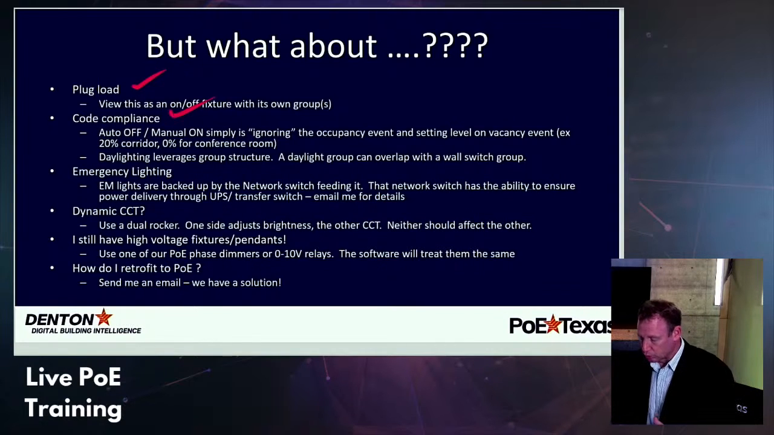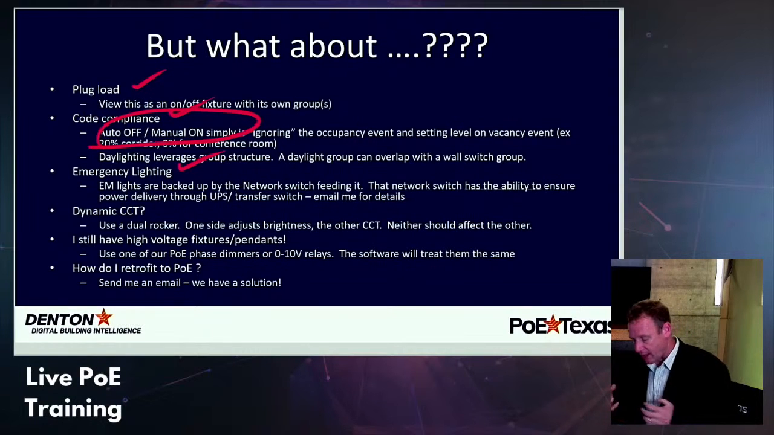Code compliance. So one of the beautiful things about our system and many PoE systems is that everything is software capable. So for example, let me give you an auto off, auto on can have a trigger of an occupancy sensor going occupied. It can turn on the lights, or we can ignore that and now require the manual on of the wall switch to control the lights. So using software and all of the capabilities of a PoE system, we have the ability to do auto off, manual on, auto off, partial on, or auto on, auto off, auto on.